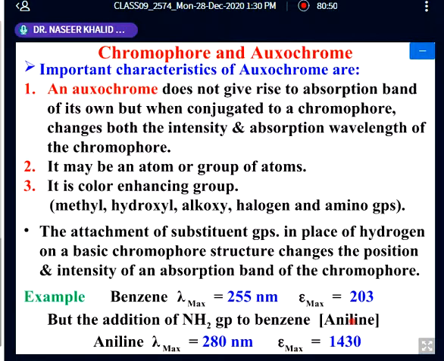Aniline. Now, if aniline is observed, aniline has a lambda max of 280 nanometer, with an epsilon value of 1430. So again, the wavelength is changing tremendously, and similarly its epsilon value is increasing tremendously. This is about 7 times higher. This is 30 nanometer at least. So it is increasing the wavelength, and it is also increasing the absorption.